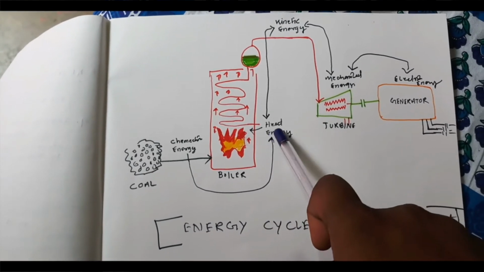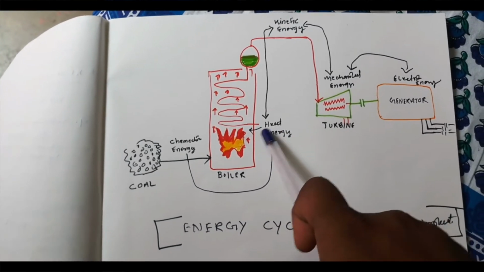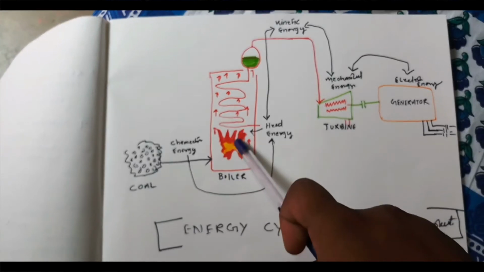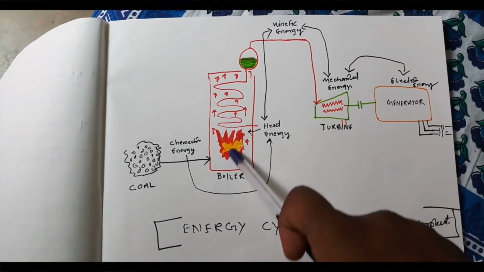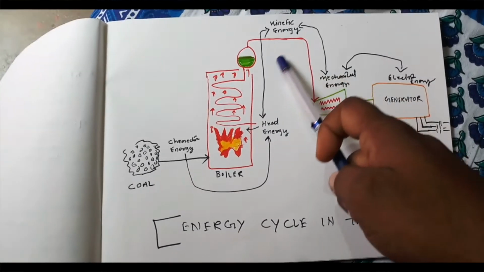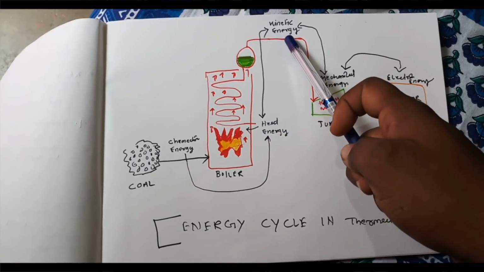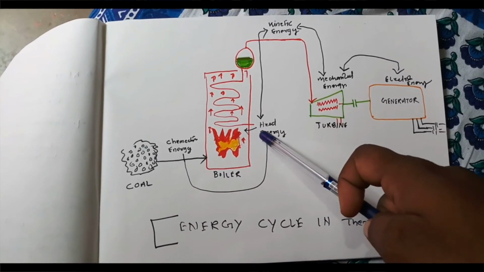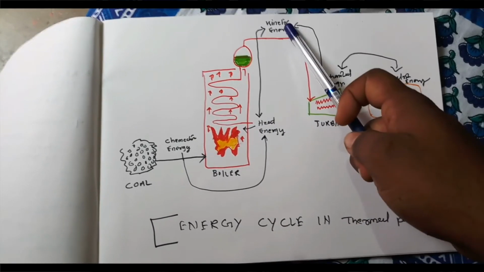After getting heat energy, we utilize all this heat energy inside the boiler to generate steam from water. After utilizing all the heat energy, the final output is steam, and steam has kinetic energy. So inside the boiler, the energy conversion is heat energy to kinetic energy.